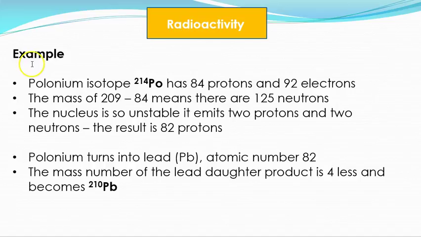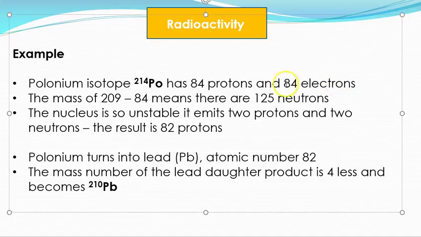Here's an example. If we have a polonium isotope, polonium-214, it has 84 protons and 84 electrons. The atomic mass number of 214 minus the 84 protons means that there are 130 neutrons. This nucleus is so unstable that it actually emits a helium nucleus, or 2 protons and 2 neutrons.